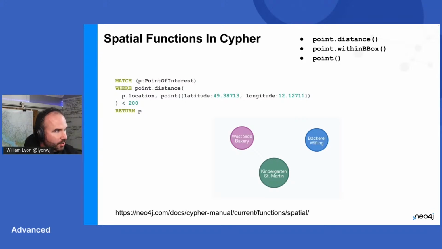So here we are searching for point of interest nodes where the distance between the location property on our point of interest node and some arbitrary point that we've defined is less than 200 meters. And I find a couple of bakeries and a kindergarten.